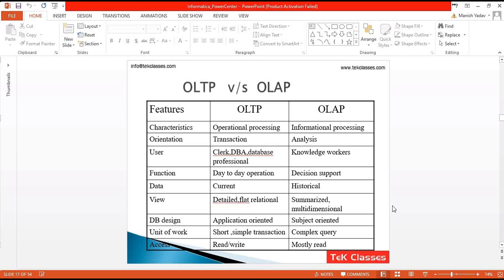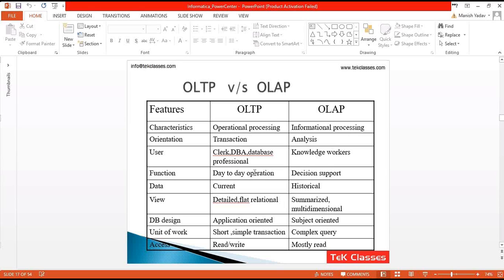So if someone asks, you all know OLTP versus OLAP, right? You can tell the basic differences, just as we discussed in the previous slides. This is just more organized. What kind of characteristics do they have? This is for operational processing, this is for informational processing. This is for transactions, this is for analysis. Who is the user? In OLAP, there are knowledge users. Knowledge users means they are the business analysts or the business managers. Here it is mainly the DBA, the database professional.